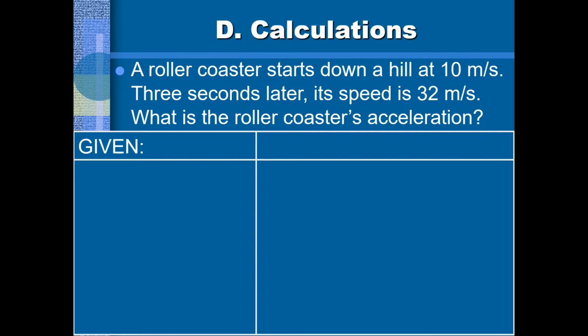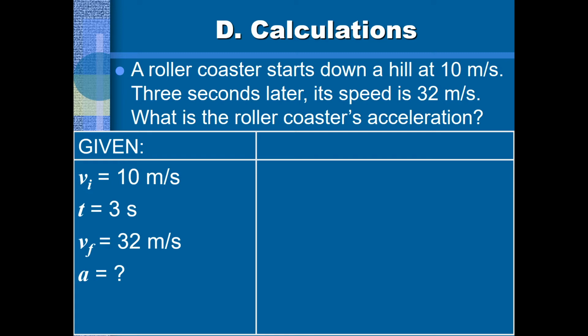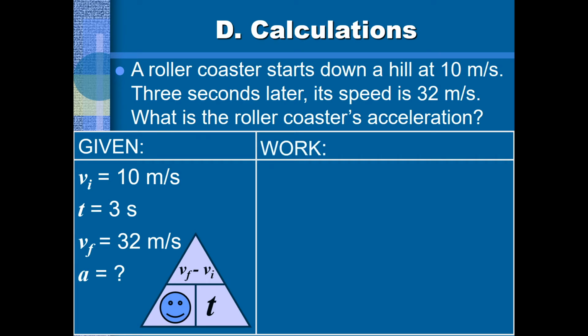So, a roller coaster starts down a hill at 10 meters per second. 3 seconds later, its speed is 32 meters per second. What is the roller coaster's acceleration? So it's best to write down the variables. So our initial velocity is 10 meters per second. Our time is 3 seconds. And our final velocity is 32 meters per second. Our equation, so we're trying to solve for acceleration, will be Vf minus Vi over t. So our equation is a change in velocity divided by time.